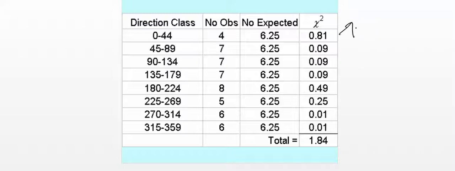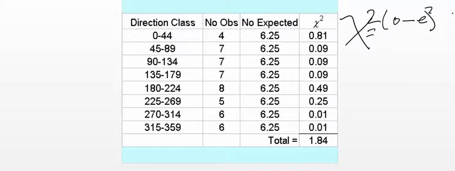The formula for my chi-squared, my pen is not working right, is: chi-squared is equal to the number observed minus the number expected, and then I square it, and then I divide that by the number expected in each category. I calculated that here and summed that up, and I get a total of 1.84.